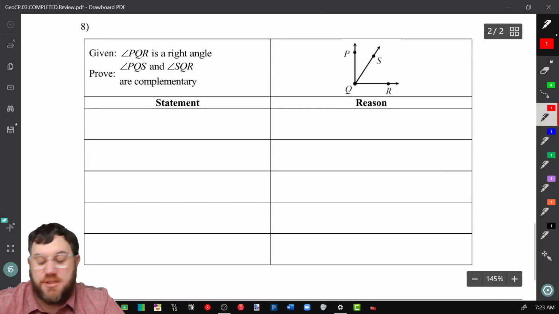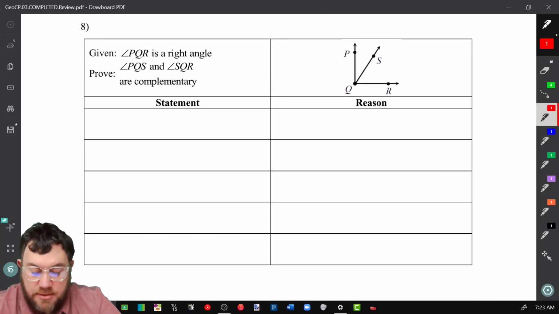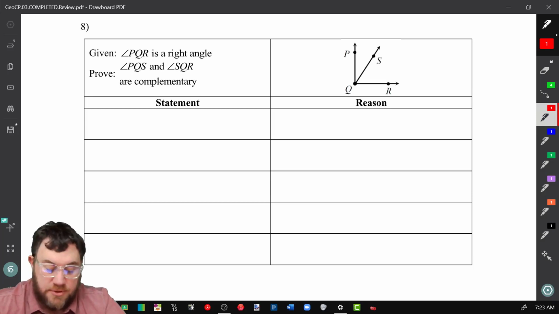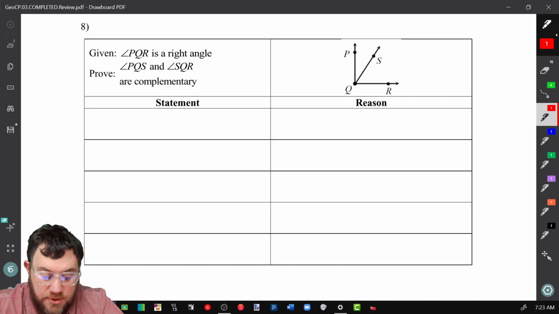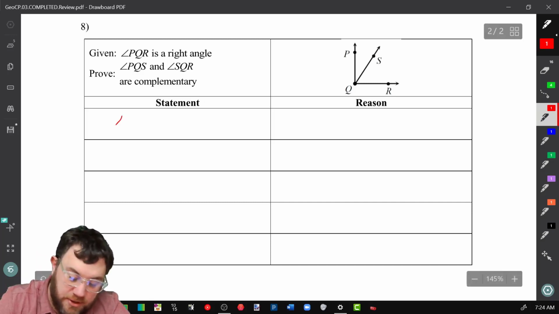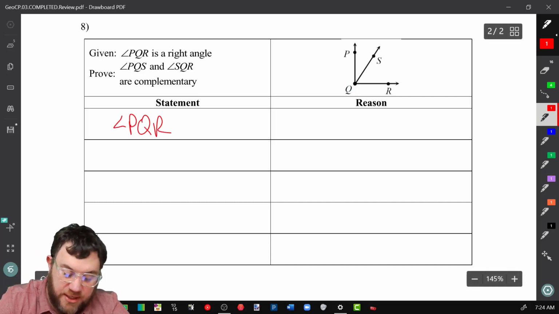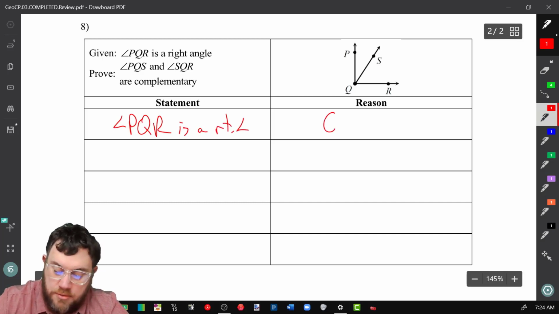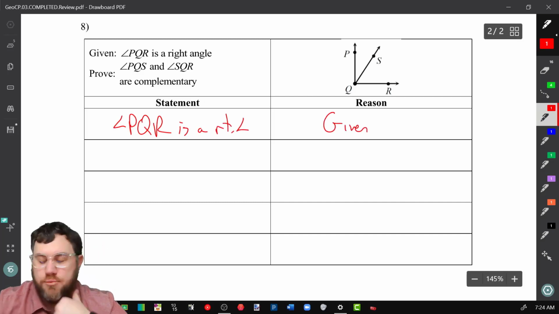All right, our last proof is a geometry proof. Okay, we know that angle PQR is a right angle, and we're trying to prove that PQS and SQR are complementary angles. So let's go ahead and put our given in. Okay, we're told it's a right angle.